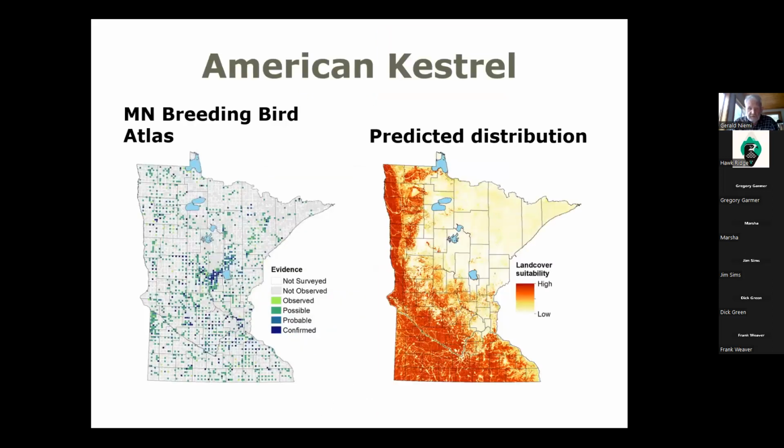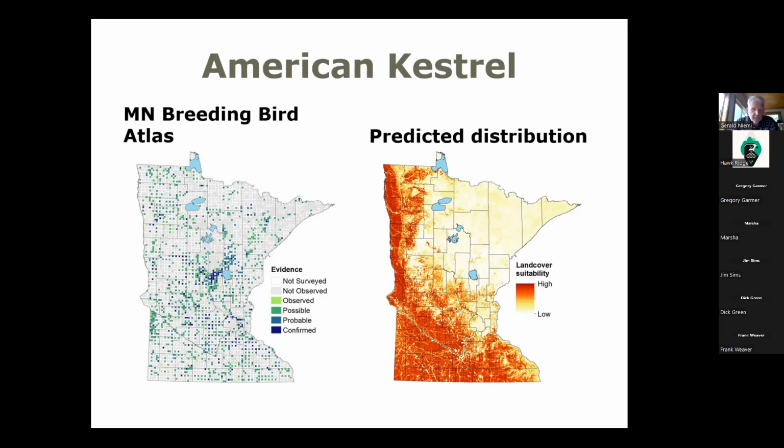One of the things I also want to point out, I'm going to show you probably some of the results for many of these raptors on the diagram on the left, which is the results from the Breeding Bird Atlas. But I also wanted to point out there are some biases in that. You'll notice for the American kestrel in the middle of the map on the left-hand side, there's a really high concentration of confirmed nest sites for American kestrel in the Brainerd area.